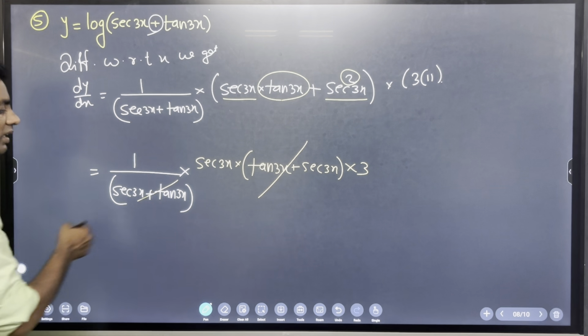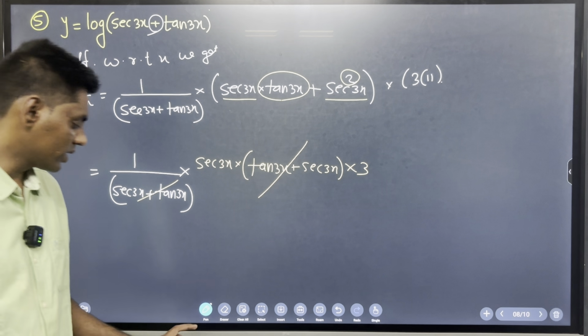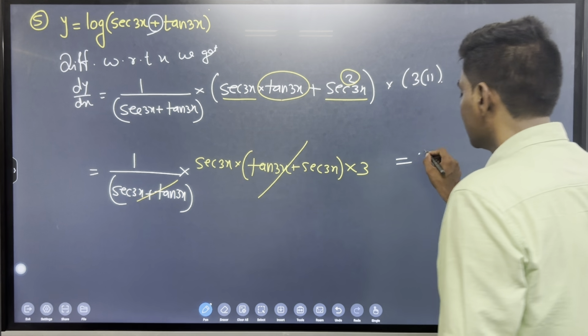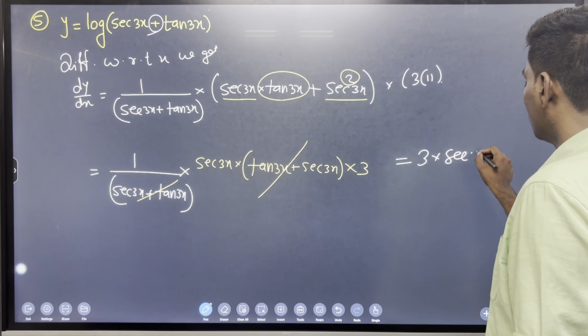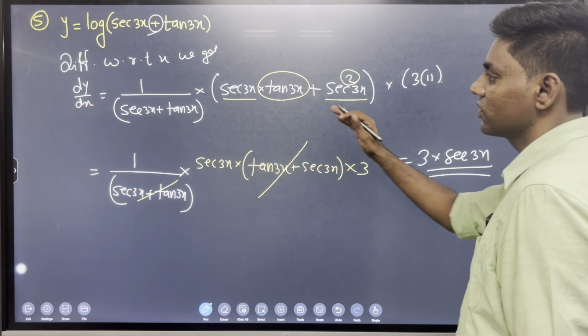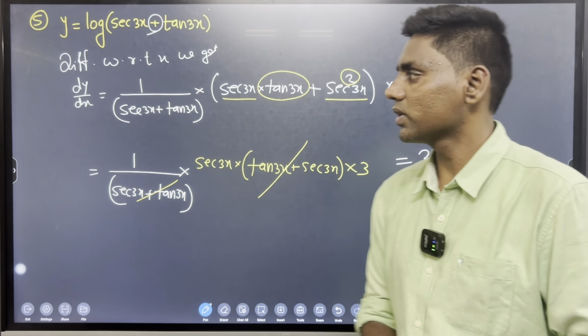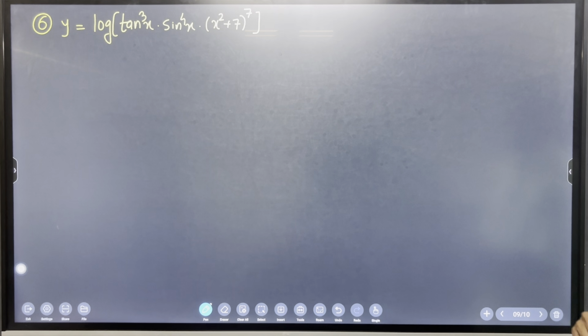So here the numerator and denominator are both the same, so what is remaining? Now the remaining is 3 into sec of 3x. So this is the final answer of the given question. It is a very easy question. We go for the next.